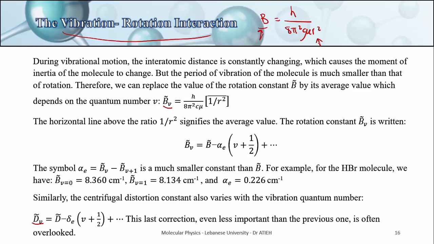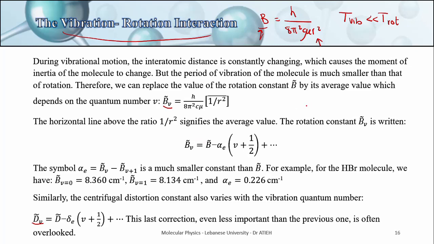Should we use the value related to the equilibrium position? Simply, the answer is no. We think about taking the average value. Is taking this average value correct? The answer is yes, because the period of vibration is much smaller than the period of rotation. So in a single rotation, the molecule vibrates many times. Because of that, we are able to consider the average value of B.